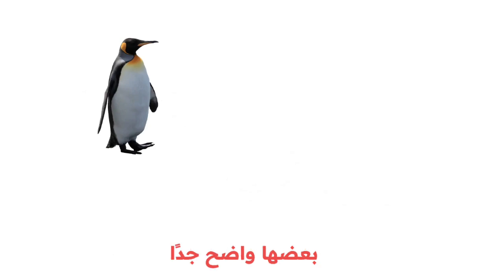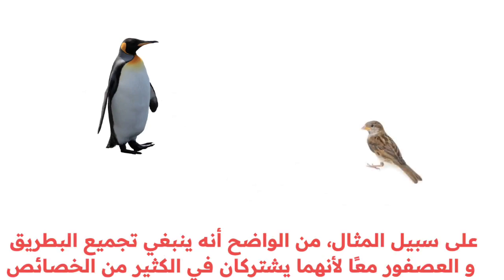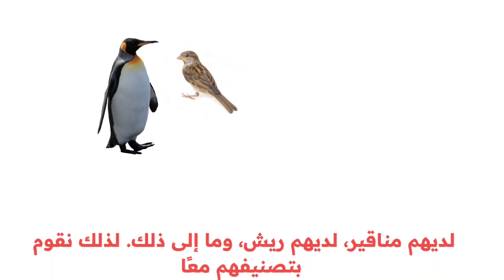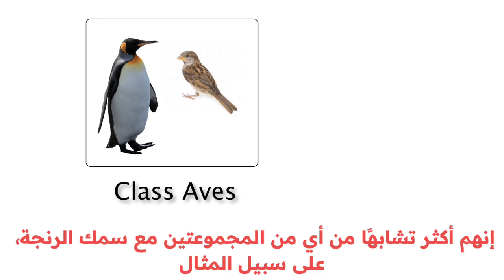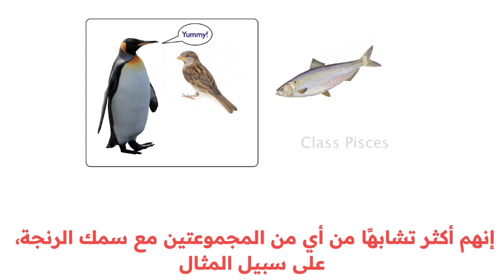Some of them are very obvious. So, for example, a penguin and a sparrow should obviously be grouped together because they share a lot of characteristics. They have beaks, they have feathers, etc. So we classify them together. They are more similar than either of the two groups are to herring, for example.